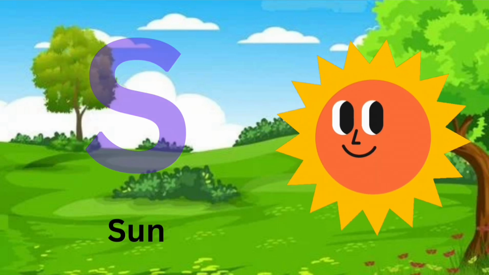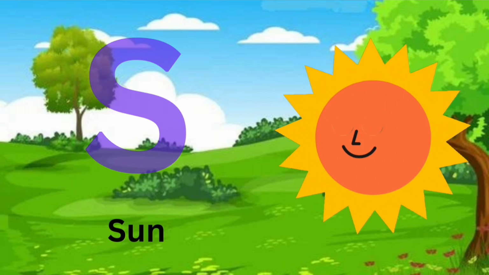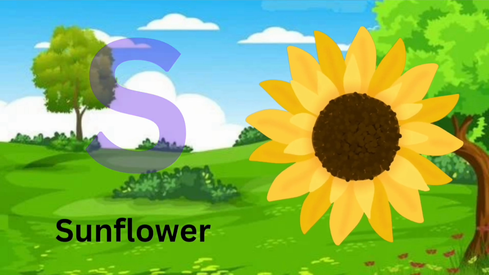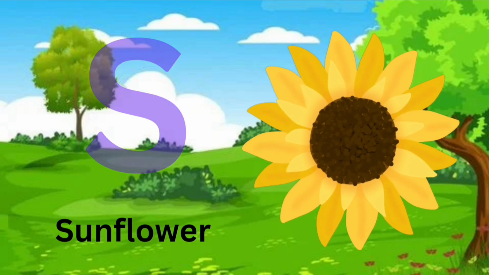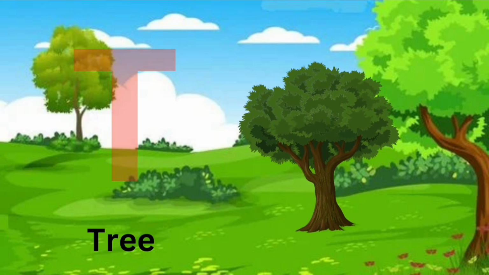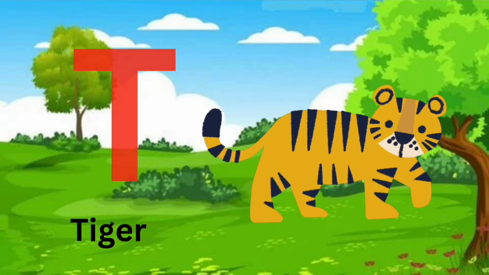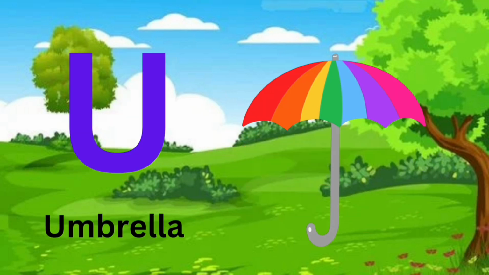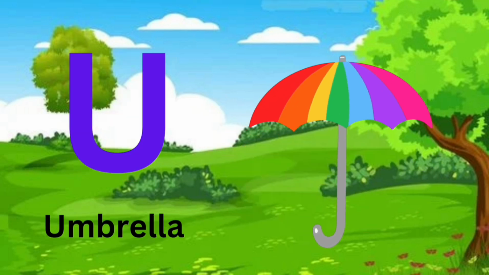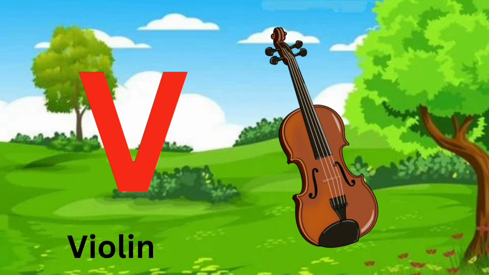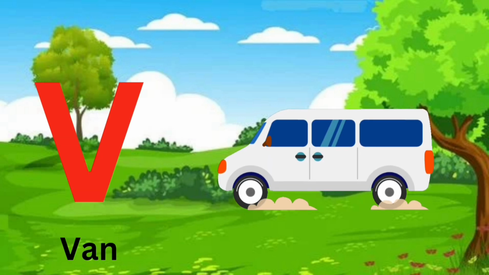S for sun. S for sunflower. T for tree. T for tiger. U for umbrella. V for violin. V for van.